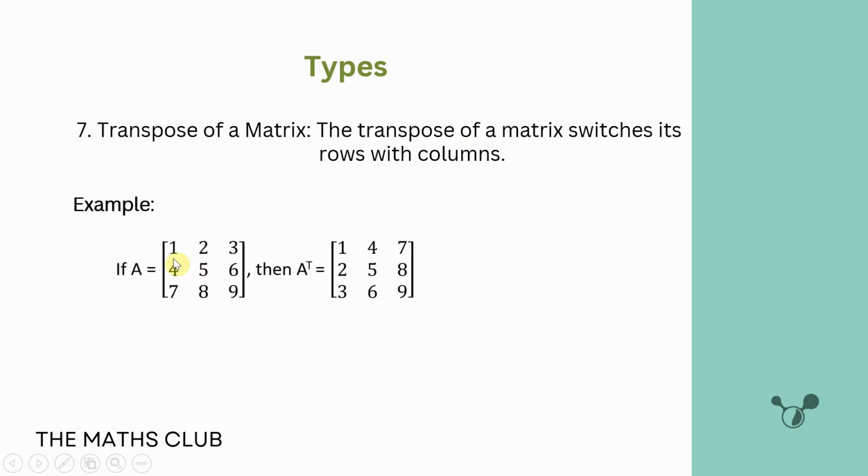So if you have this, you can see this is row 1, row 2, row 3, and this is column 1, column 2, column 3. Row 1 will become column 1 because there is a change in position. Row 1, which is 1 2 3, will become column 1, which is 1 2 3. Row 2, which is 4 5 6, will become column 2, which is 4 5 6. Row 3, which is 7 8 9, will become column 3, which is 7 8 9.